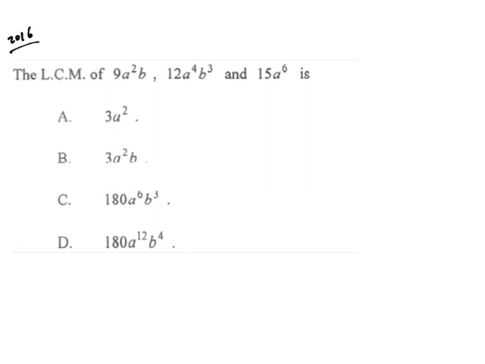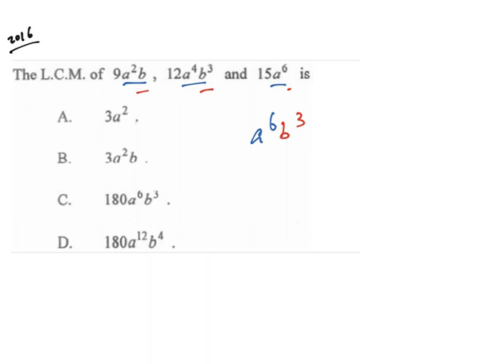Next, try to do 2016. Let's check it. LCM. For doing MCQ, actually you can do the unknown terms first. So for LCM, we choose the biggest index: power 2, power 4, power 6, so a^6. And then for b, b cube and then none, so the highest is b cube.